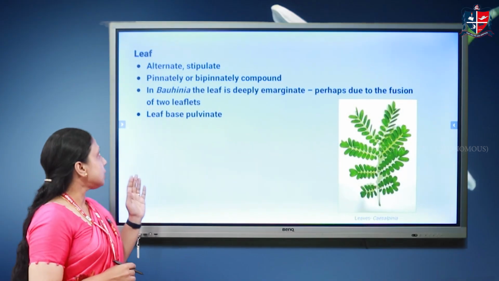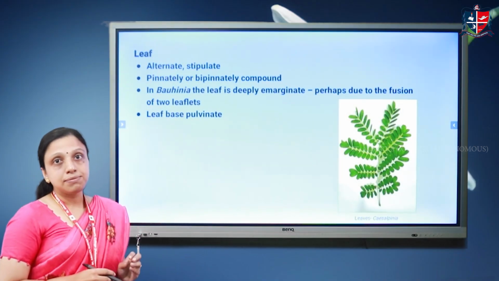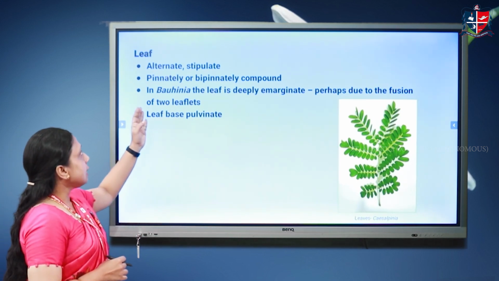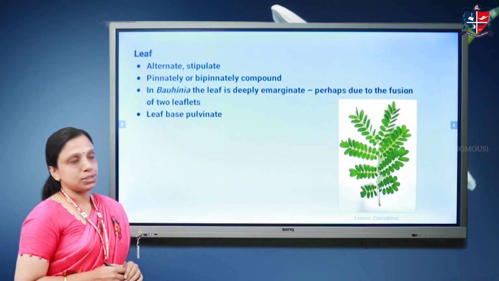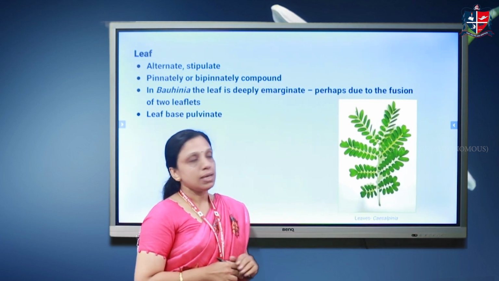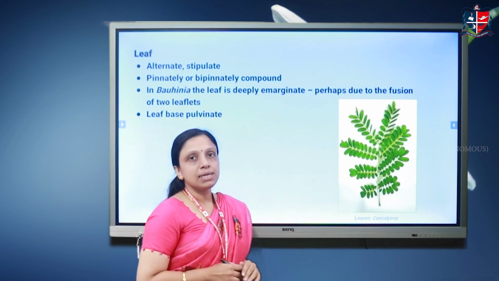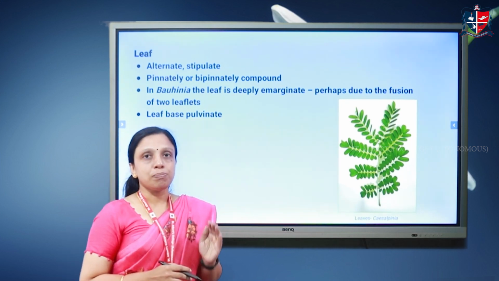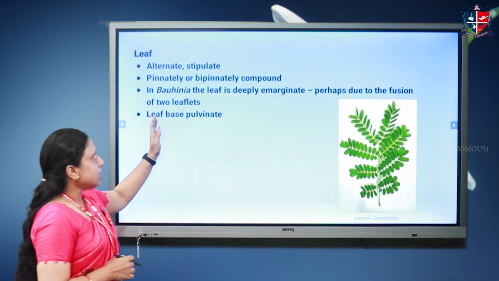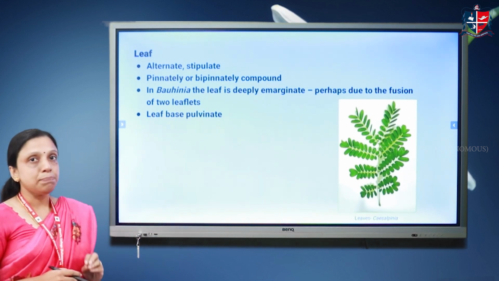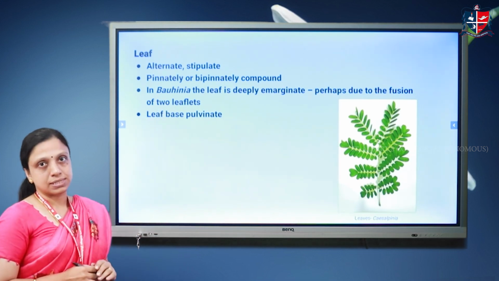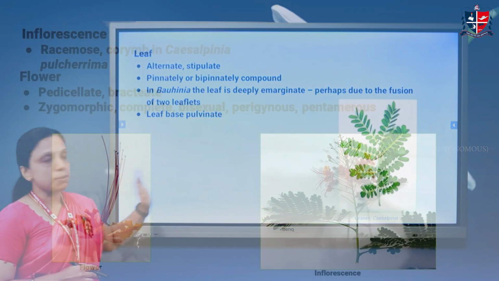Next about the characters of leaves. The leaves are alternate in arrangement and the leaves are stipulate. That means stipules are present and the leaves are pinnately or bipinnately compound. So this is a bipinnately compound leaf of Caesalpinia and the leaves are paripinnately compound also. Paripinnately compound means the leaflets occur in pairs. And in Bauhinia, we can see the leaf is deeply emarginate, and this is because of the fusion of two leaflets. And the leaf base shows pulvinus.